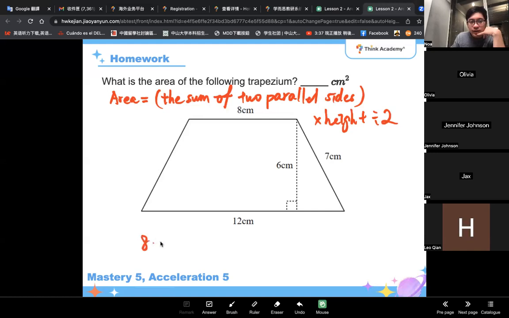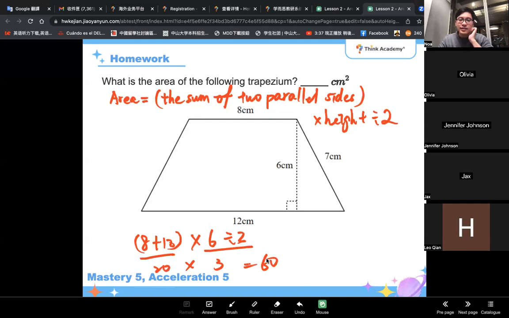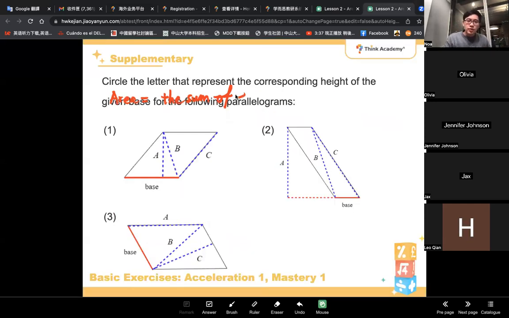We know together the sum of two parallel sides times height divided by 2. And we can do this first. This is 3 and this is 20. 20 times 3 is 60. Okay, you guys are clever. You guys got it right. Good job.